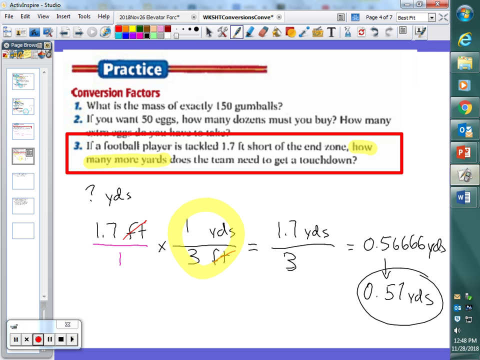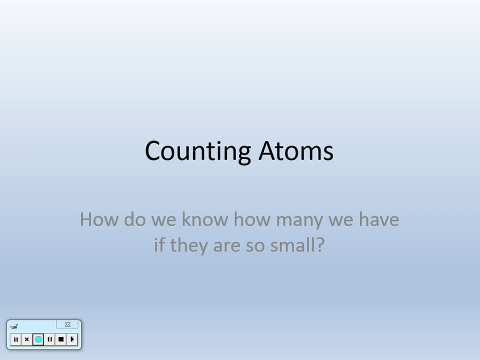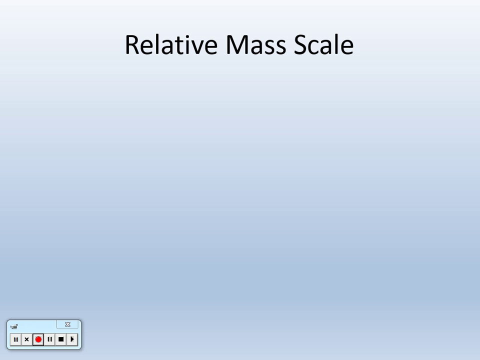And that leads us into today's discussion, and that leads us to start talking about counting atoms. How do we know how many atoms there are if they are so small? And it starts with a relative mass scale. First, what do relative scales tell us? They compare things, right? If we know the comparison between two values or between two measurements, we can use that to count.